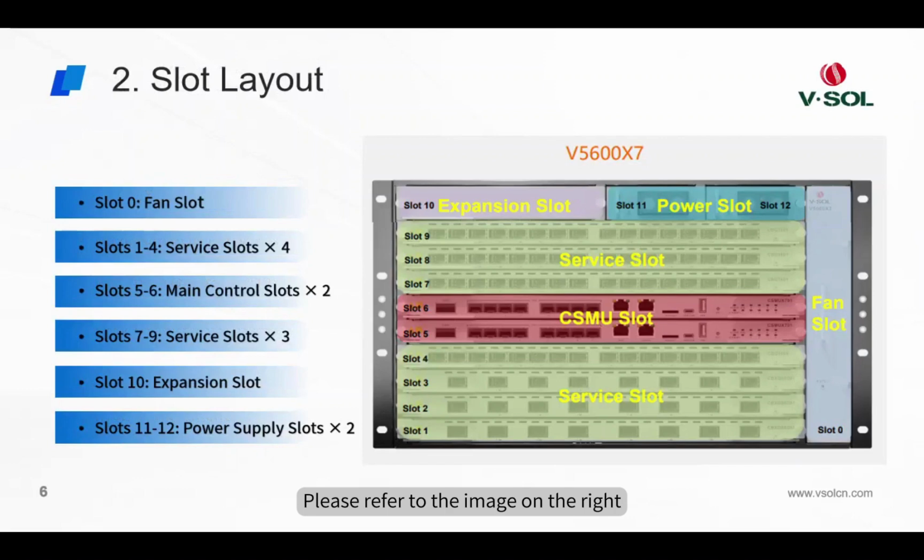Please refer to the image on the right, which shows the slot layout of the V5600X7. Slot 0 is the slot for the fan. Slot 1 to 4 is the slot for the service board. Slot 5 to 6 is the slot for the main control board. Slot 7 to 9 is the slot for the service board 2. Slot 10 is the expansion slot, and slot 11 to 12 is the power supply slot.